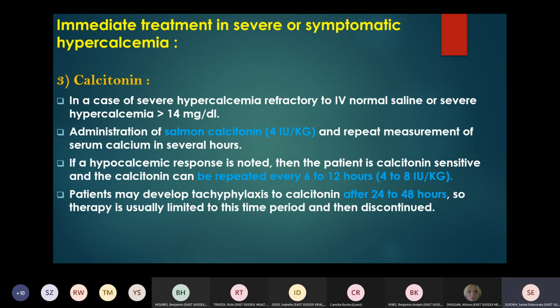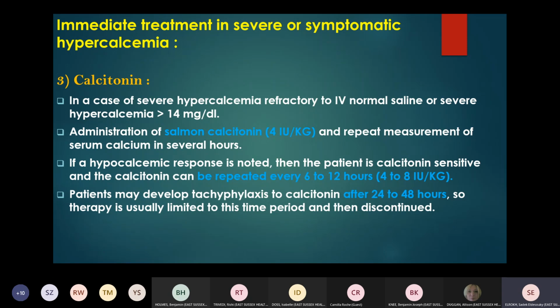Calcitonin. Calcitonin is given in a case of refractory hypercalcemia. I mean, you are giving a lot of vigorous hydration, but there is no significant improvement of calcium. Or in a case of severe hypercalcemia more than 14, at that time you might be worried about arrhythmia, and you need to decrease the calcium level so quickly. At that time, calcitonin is the treatment of choice, which acts so fast to decrease the level of calcium.